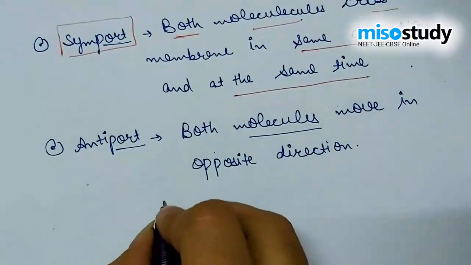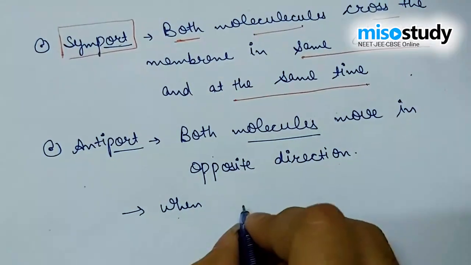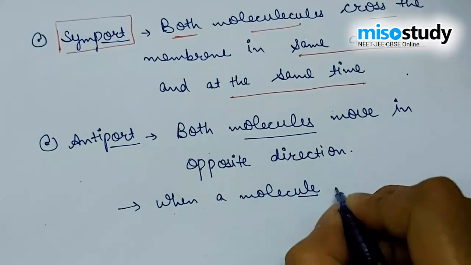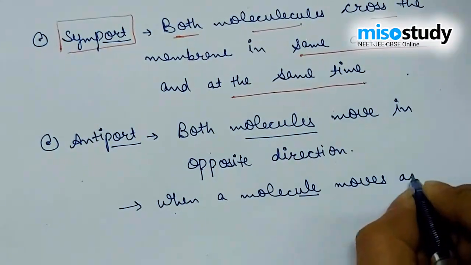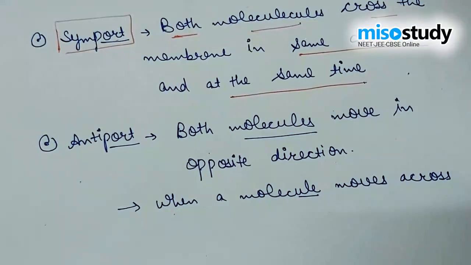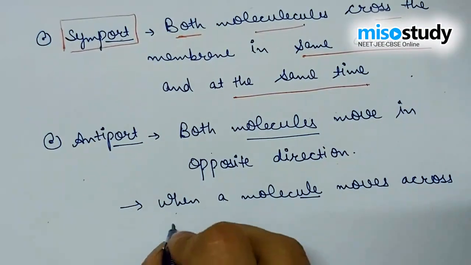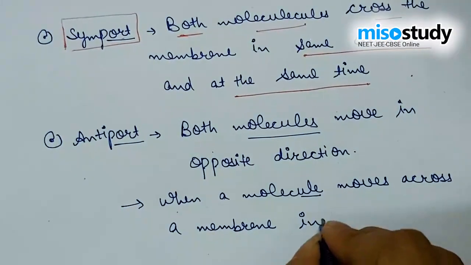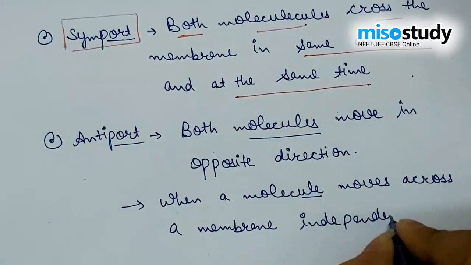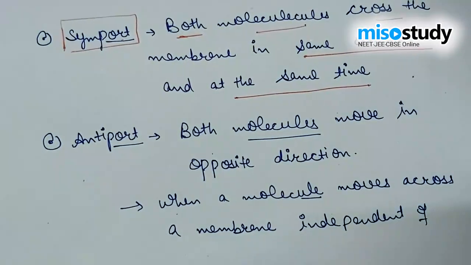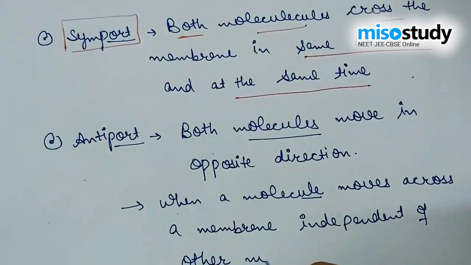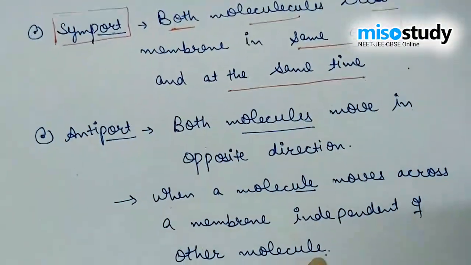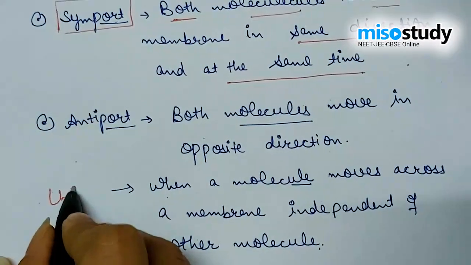And when a molecule moves across a membrane independent of the other molecule, such type of movement is known as uniport.